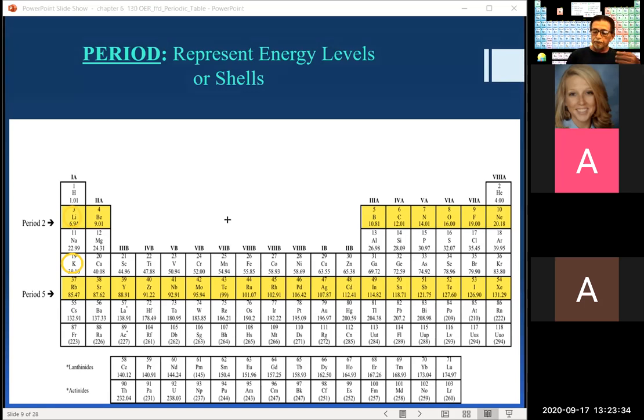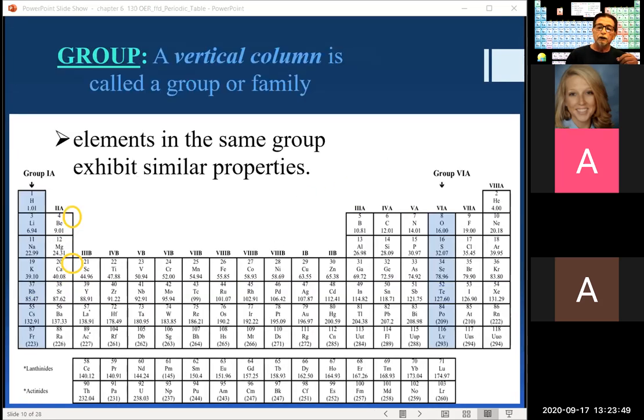Okay, so you already picked up on the very first trend with respect to elements. That is, as you go down the periodic table, the elements get bigger. Okay. Let me erase that.